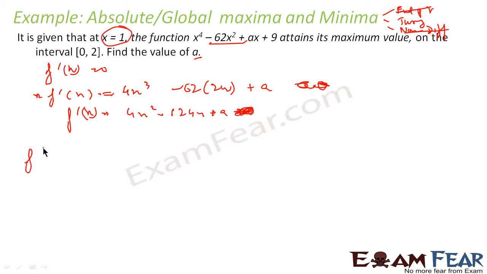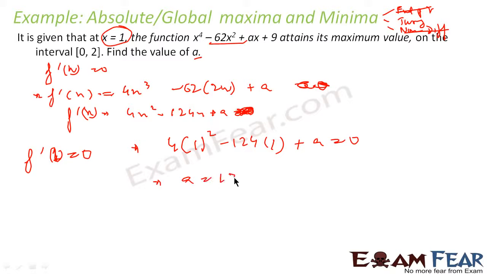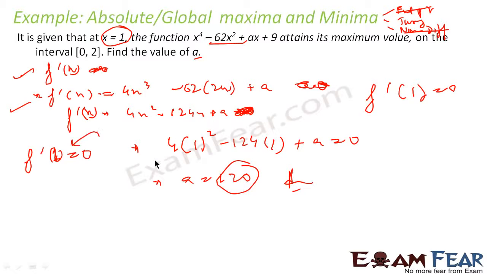I am told that f dash 1 is equal to 0. Why? Because at x is equal to 1, my function is turning. It is maximum value. So this is 4 into 1 square minus 12 into 1 plus a is equal to 0, or I get a as 8, and that is my answer. Correct? What I've done, I found the value of f dash x, and then I knew that f dash of 1 is equal to 0. I found the value of f dash 1, this guy, and this is equal to 0, and I found a.